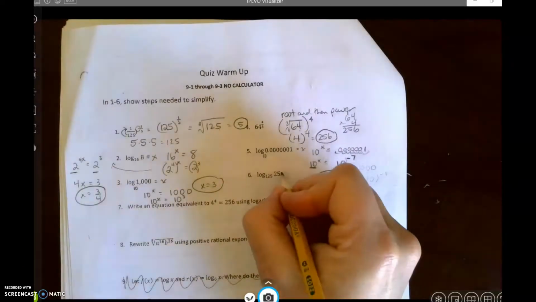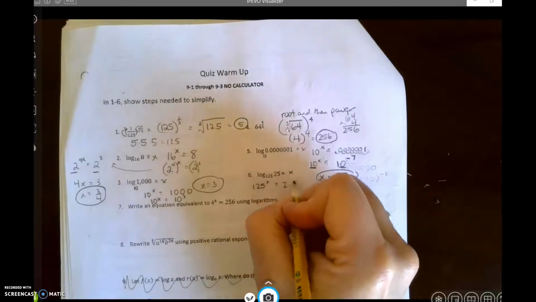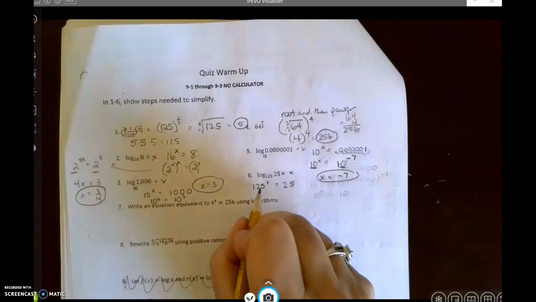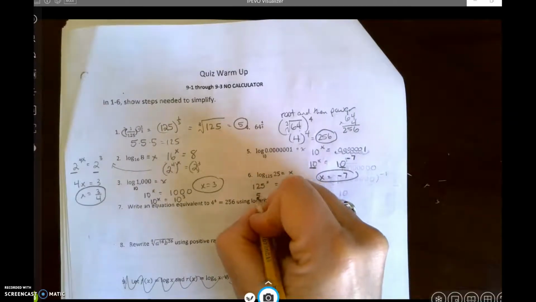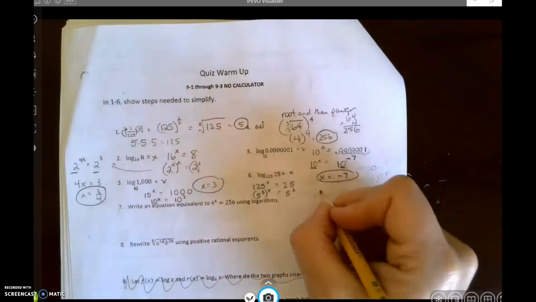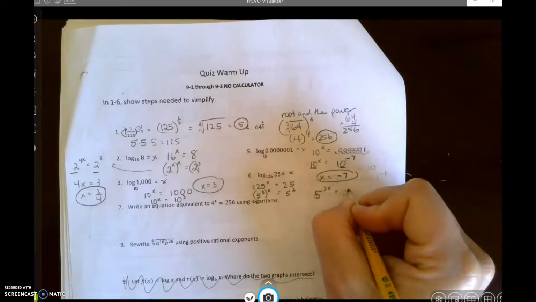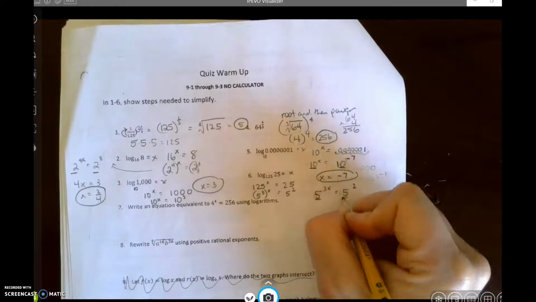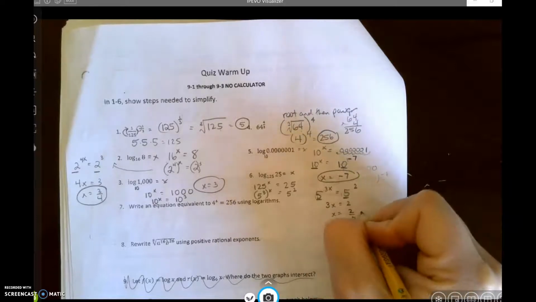All right, let's go to number 6. Equals x, so we have 125 to the x equals 25. I'm going to write these both with a base of 5. I know that 125 is 5 cubed to the x equals 5 squared. Power to a power, we multiply: 5 to the 3x equals 5 squared. They have the same base, so 3x equals 2, so x equals 2 thirds.